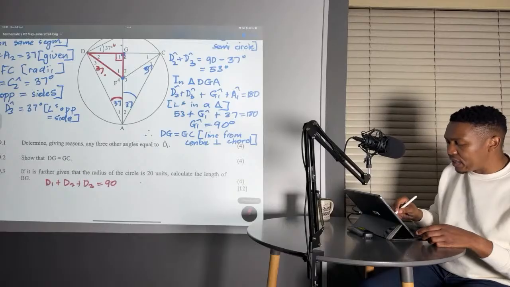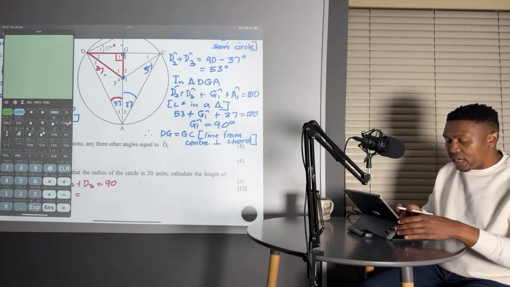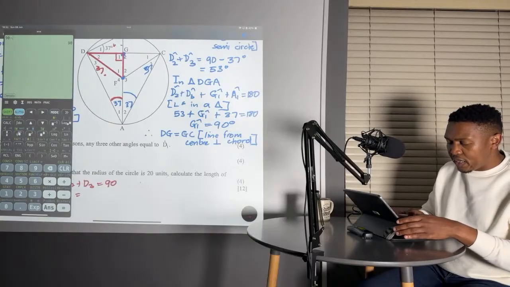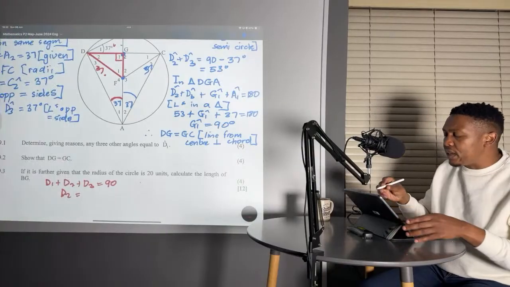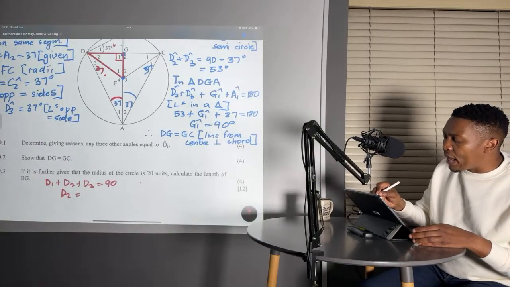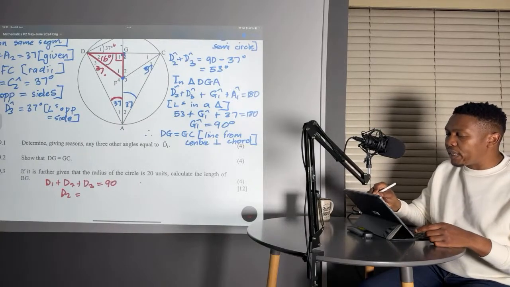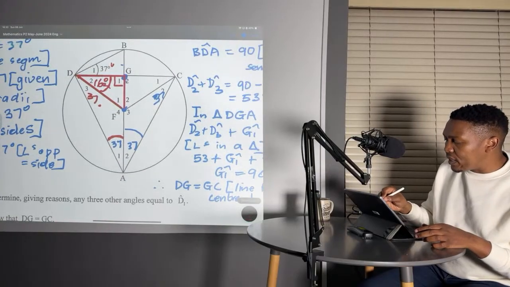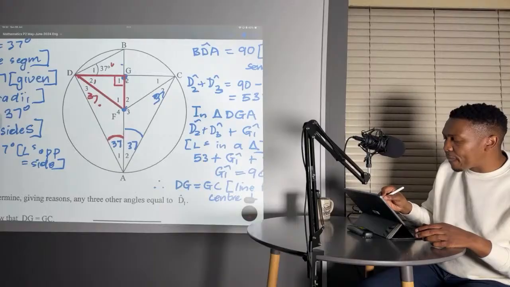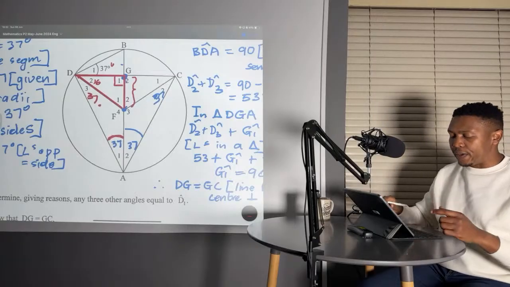That's 90 degrees. And so D2, let's see quickly, that's 90 minus 37 times 2. That gives me 16 degrees. And I'll show you why I want to find that side. Right, so I've got this angle over here, if I can show you. D2 is 16 degrees. And how will that help me? It will help me to find side FG.